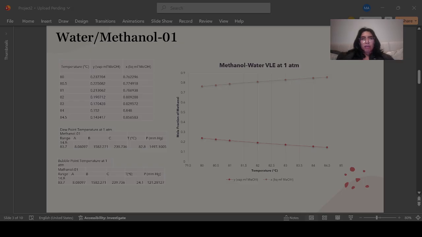Overall, the bubble point and dew point results match the plot pretty well, because they show that methanol is the more volatile component, and the vapor phase is always methanol rich and the liquid phase always water rich. This is the kind of behavior you would expect for a water organic system like water methanol. And that's me talking about the bubble point and dew point.